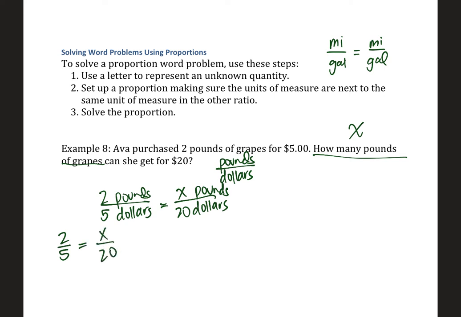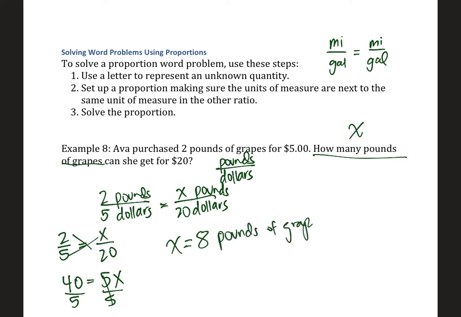And I'll solve this normally by using our cross multiplication. 2 times 20, 40. 5 times x is 5x. Solving for x, we're going to divide both sides by 5. 40 divided by 5 is 8, so x is equal to 8 pounds of grapes. And of course, the best way actually to answer this question would be to say in a full sentence, Ava can get 8 pounds of grapes for $20 at this rate.